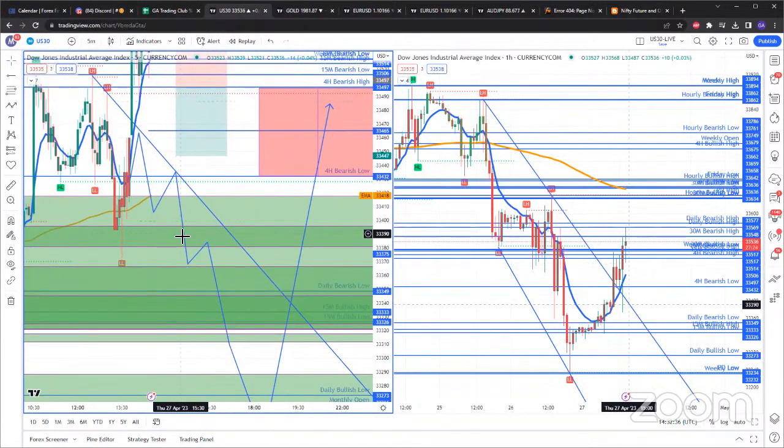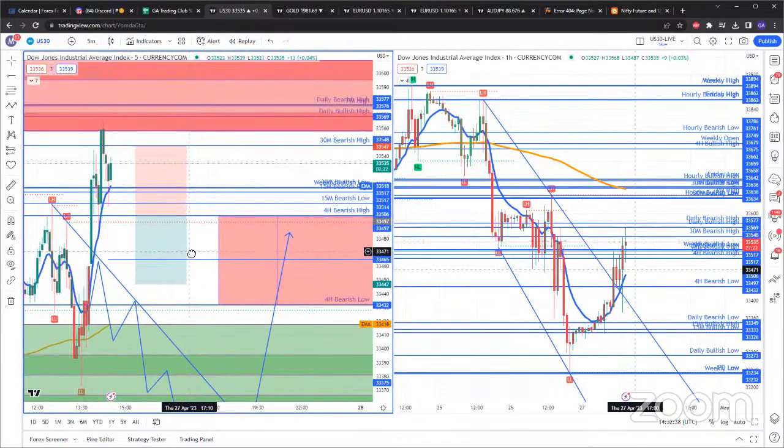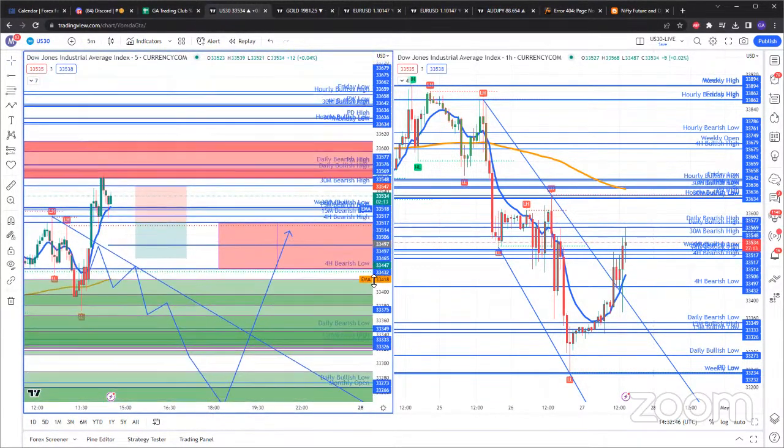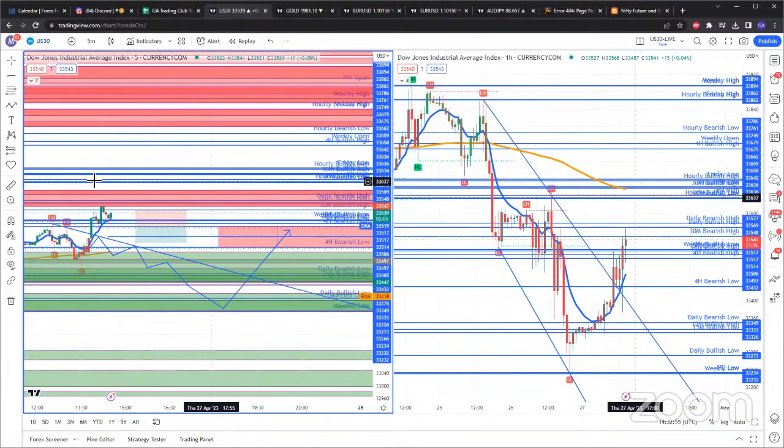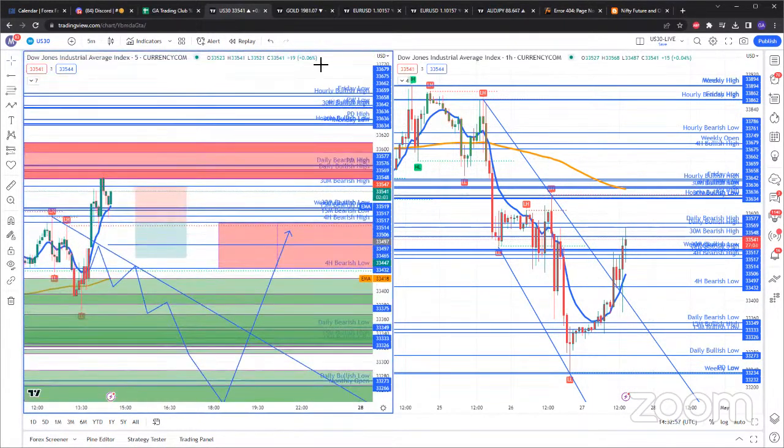But I still expect this pattern to play out. I expect US 30 to come back down. So it might be picking up liquidity from this daily bearish high. And we also have a previous monthly high here, so it might be picking up liquidity there. But you can see if US 30 breaks this supply zone here, US 30 is pumping all the way up to around the 33,800 area.